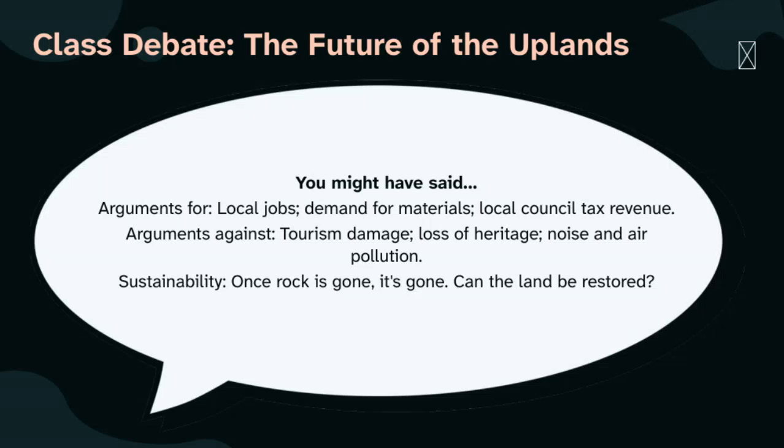You might have said the quarry should be approved because it creates local jobs, provides useful materials, and supports the local economy. You might have said it should be rejected because it damages tourism, destroys glacial heritage, and causes noise, dust, and air pollution. A balanced answer might say, the quarry should only be approved if strict conditions are met, such as limiting lorry routes, restoring the site afterwards, protecting the most valuable landforms, and investing some profits into conservation. However, we also need to remember the sustainability issue. Once rock is removed, it is gone. A destroyed drumlin field cannot simply be rebuilt. That means some impacts are permanent, even if the company promises restoration.